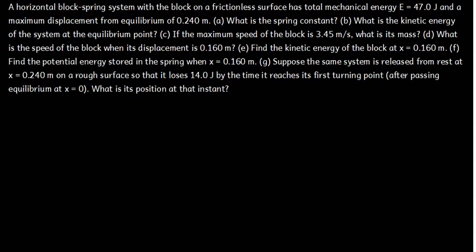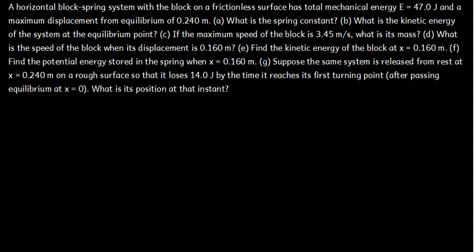Let's talk about simple harmonic motion. So I've got a question with me here. The question is saying a horizontal block spring system with the block on a frictionless surface has a total mechanical energy of 47.0 joules and a maximum displacement from the equilibrium of 0.24 meters. Part A, what is the spring constant?